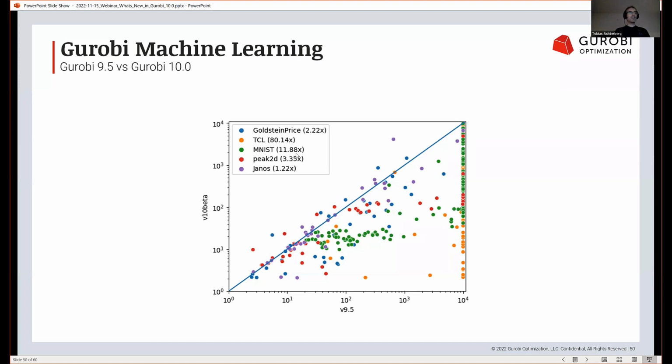The factors also give you the geometric speedup numbers from 9.5 to 10.0. So in this orange test set, CCL, it's an 80 times speedup, but of course this speedup is underestimating the true value, because the time limit hits are just counted as 10,000.